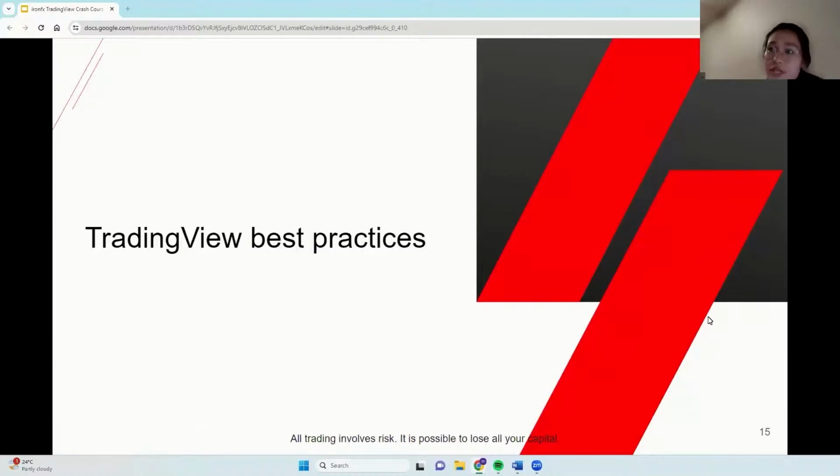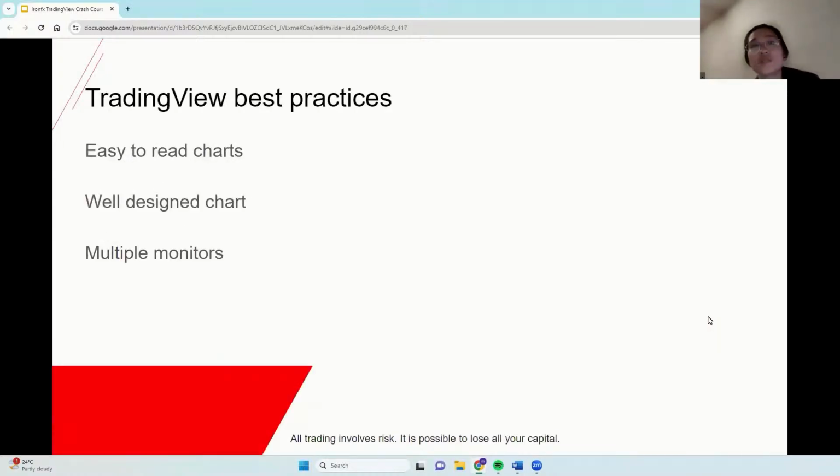Okay, TradingView best practices. You want to look for charts that are really easy to read, charts that are well designed, and also you want to try and make sure that there are multiple monitors for you to analyze these charts on.